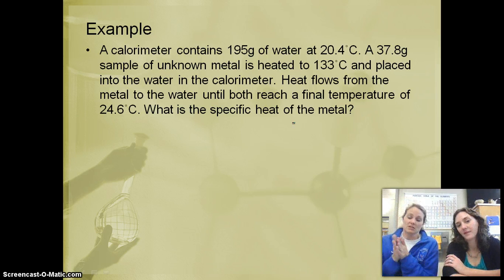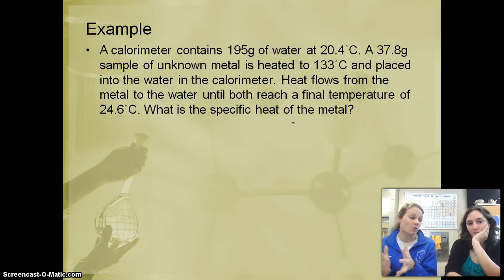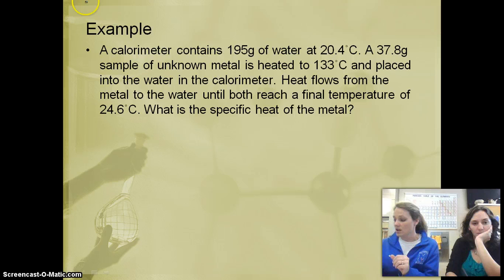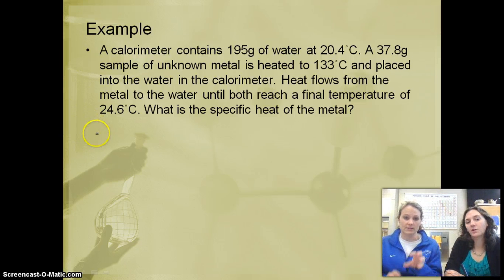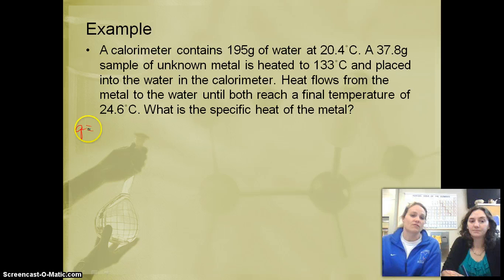So what we have to do is use our Q equation and figure out what our heat was for the water. We're looking for Q of water. So the first thing we need to do is find Q of water when using the calorimeter.